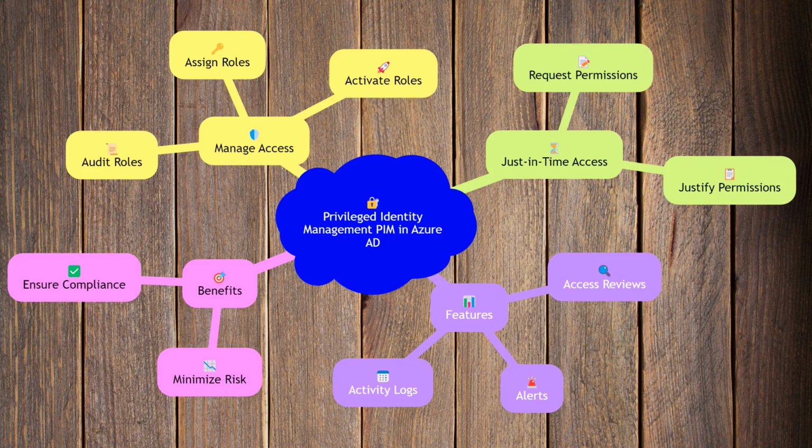Privileged Identity Management (PIM) in Azure AD helps organizations manage, control, and monitor access to critical resources. PIM allows administrators to assign, activate, and audit privileged roles. It provides just-in-time access, requiring users to request and justify elevated permissions. PIM also includes features like access reviews, alerts, and activity logs, helping organizations minimize the risk of privileged access abuse and ensure compliance with security policies.